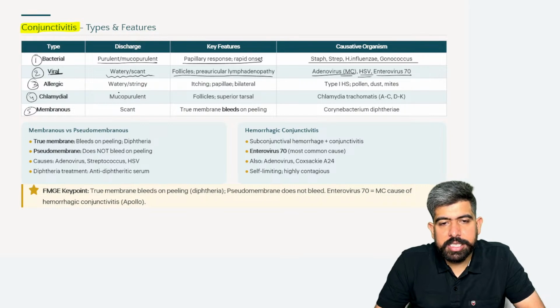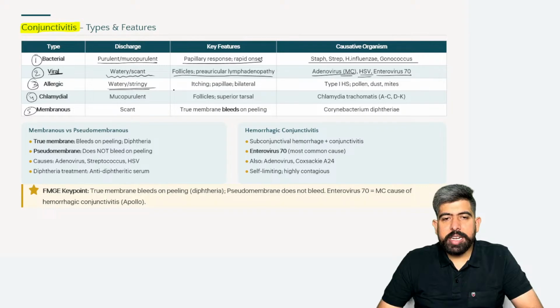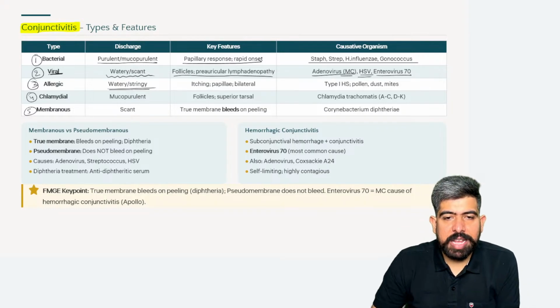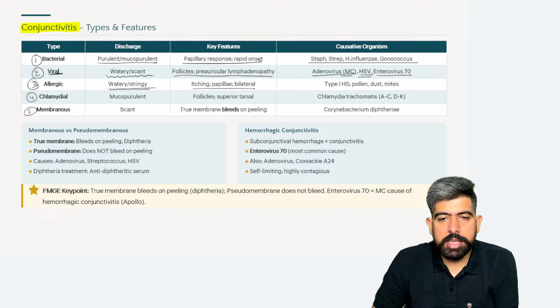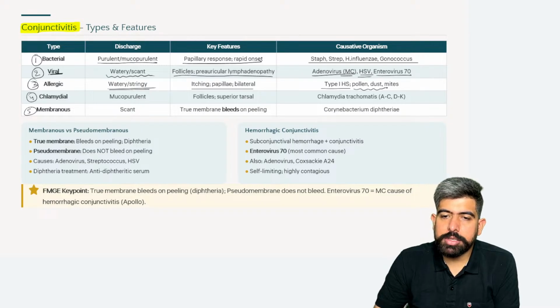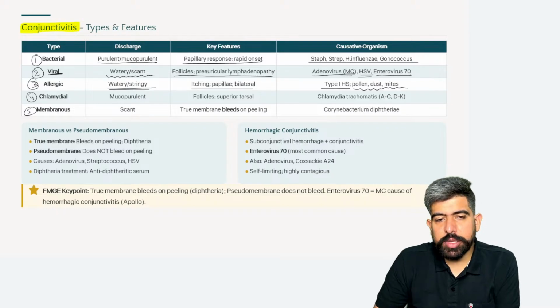In the allergic condition, please remember the discharge is watery and stringy, right? We can say ropey discharge. And the key feature is itching, and the papillae will be bilateral. The cause is not an organism, but type 1 hypersensitivity to pollen, dust, or maybe mites. This is due to allergens.